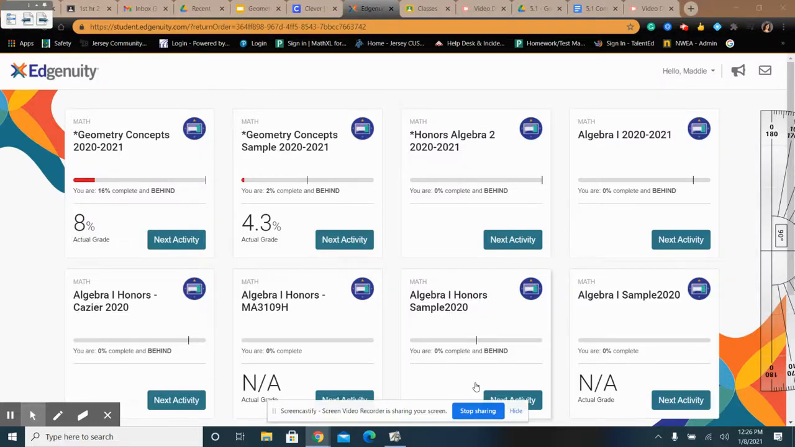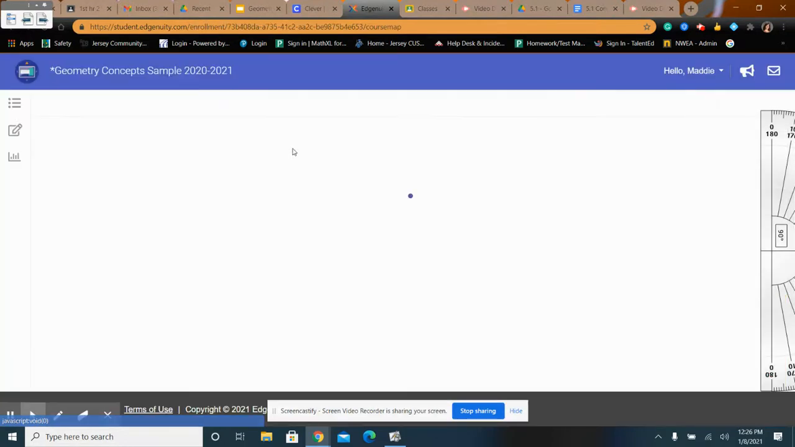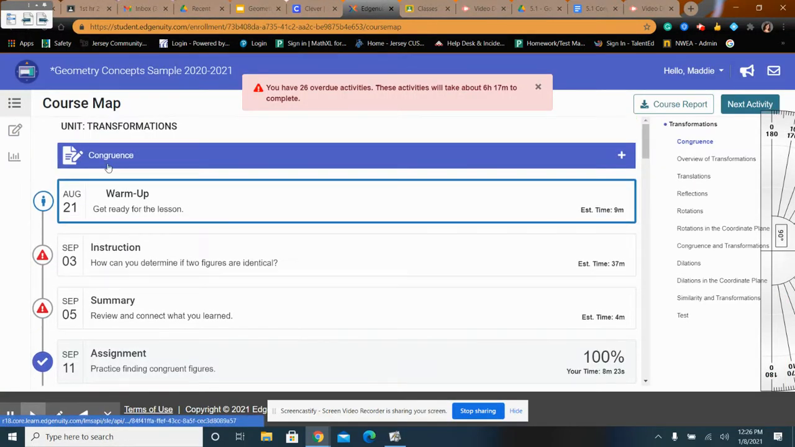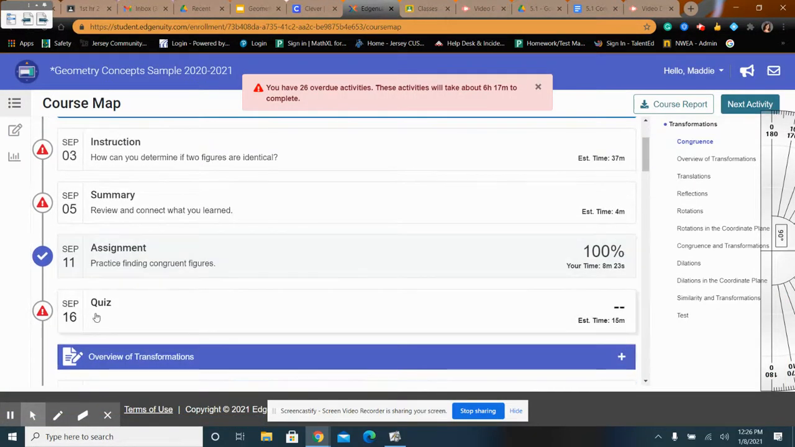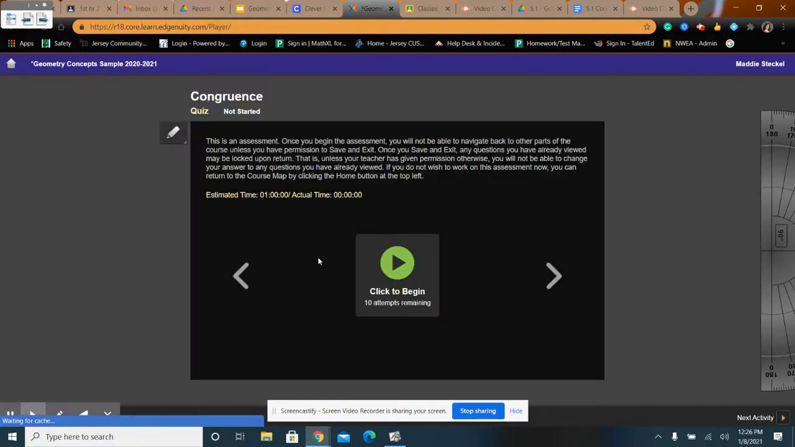Hey guys, how about some homework help on our first quiz for section 5.1? Click in your course and you're going to look for congruence. And here's the quiz. Mine says September 16th. I don't know what yours is going to say, but here we go.